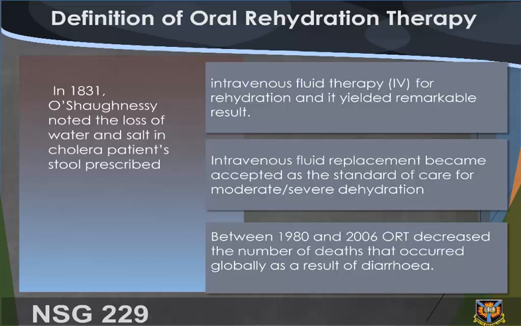Definition of oral rehydration therapy. In 1831, O'Shaughnessy noted the loss of water and salt in cholera patients' stool, prescribed intravenous fluid therapy (IV) for rehydration, and it yielded remarkable results. Intravenous fluid replacement became accepted as the standard of care for moderate and severe rehydration. Between 1980 and 2006, ORT decreased the number of deaths that occurred globally as a result of diarrhea.